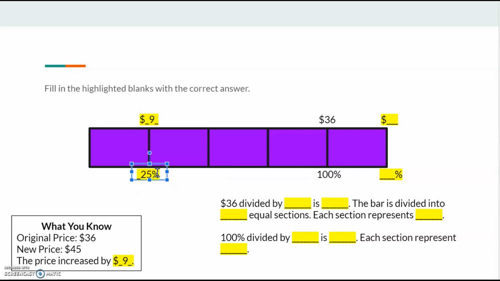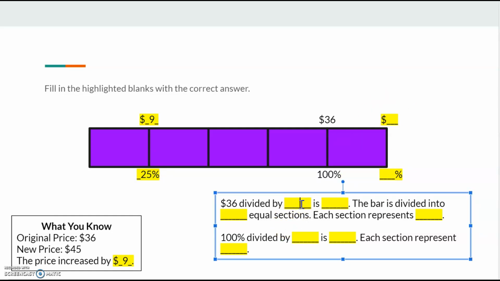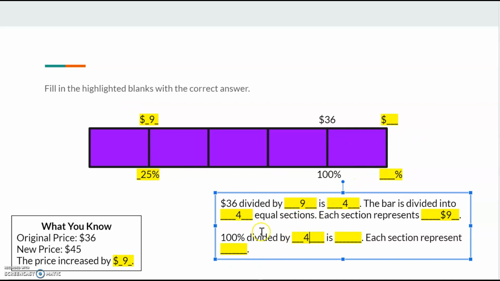So what does that mean? This price here, so 36 divided by 9 is 4. The bar is divided into 4 equal sections. Each represents $9. 100 is divided by 4. How many sections we have is 25. That's your 25%. Each section represents 25%. Cool. So now we're going to look at this last part here.